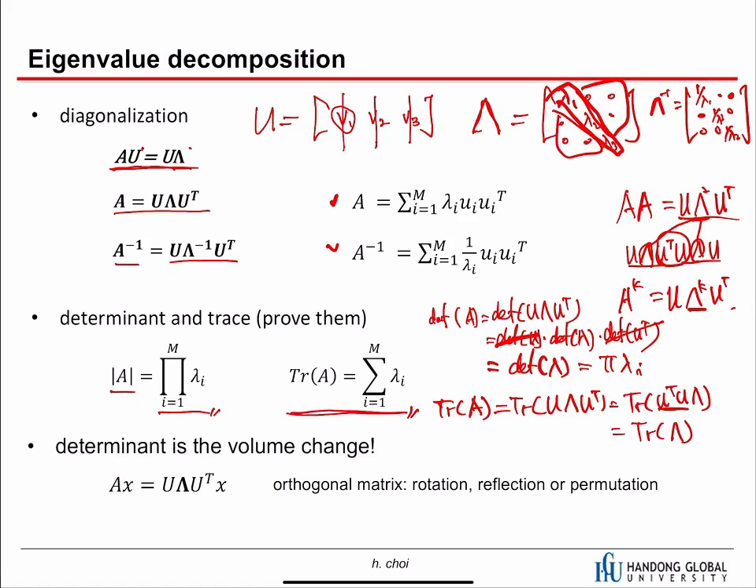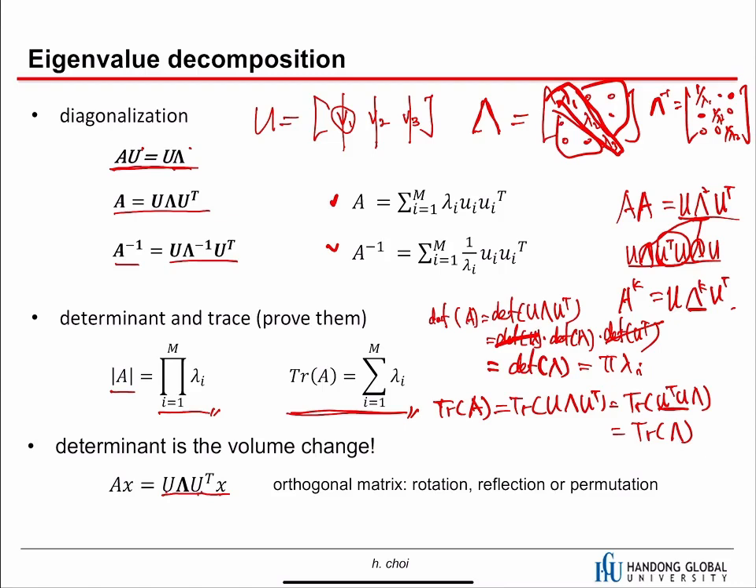Determinant is the volume change. So look at this equation. When we transform X by matrix A, then we can rewrite that based on the eigendecomposition. And matrix U is an orthogonal matrix, which means when we apply matrix U to X, it is a rotation or reflection or permutation. So basically we don't change the volume, we don't change the scale of X, we just rotate. Okay, and U and U transpose have an inverse relationship to each other.